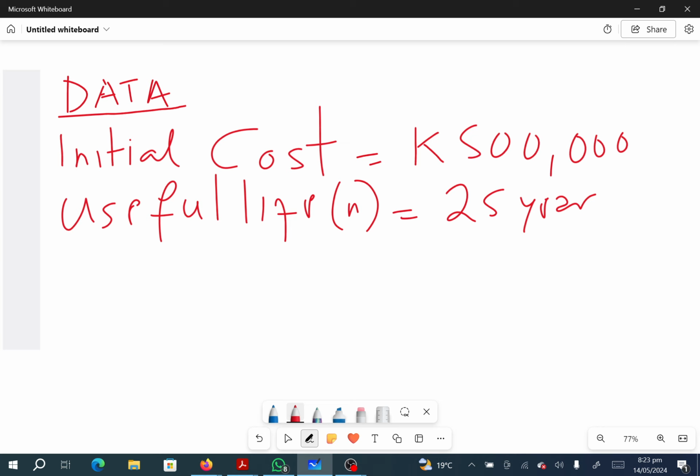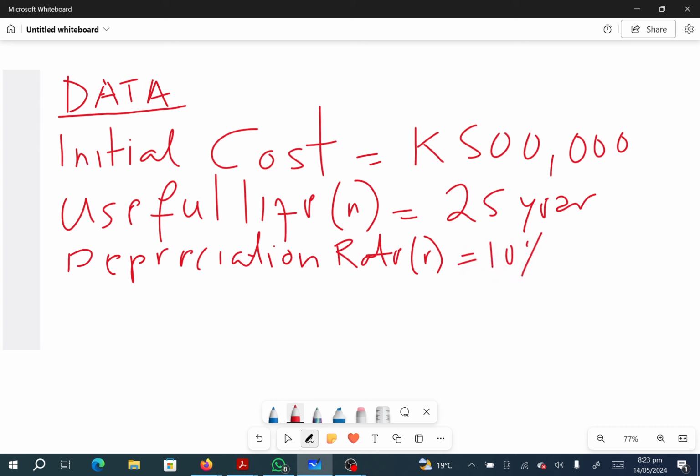Then we have also been told that the depreciation rate, denoted by R, is 10%. So 10% gives us 0.1.